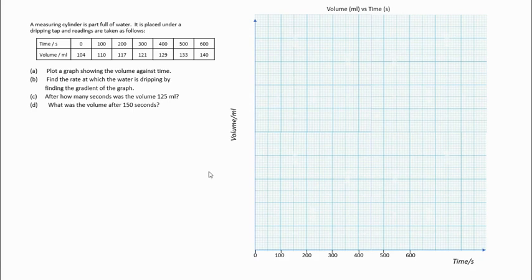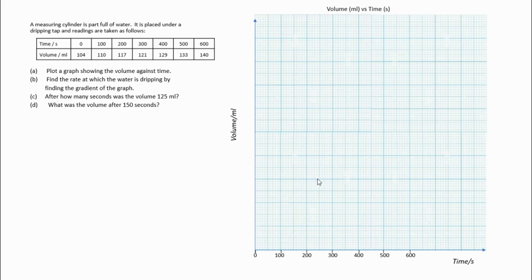A common mistake that some students make is to simply take the values from the table and space them out along here with no regard for scaling. You can't just put 104 here, 110, 117. That would not be a scale. A scale should have equal distances representing equal values of the quantity.